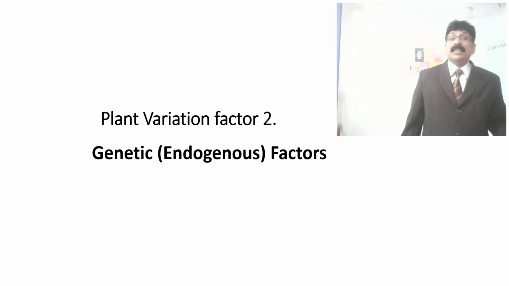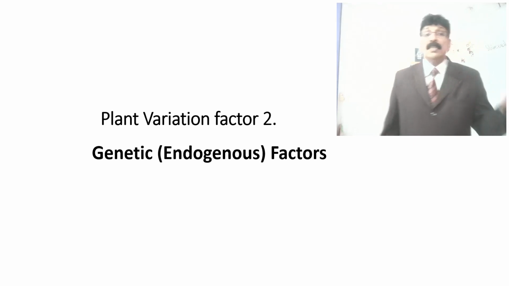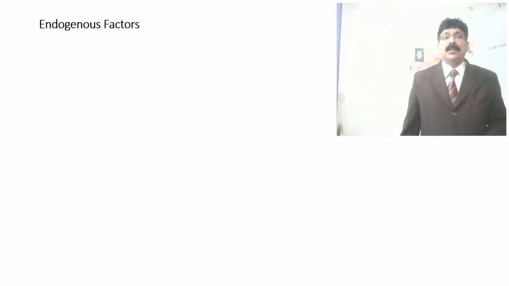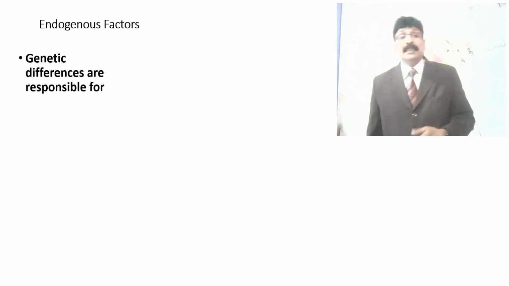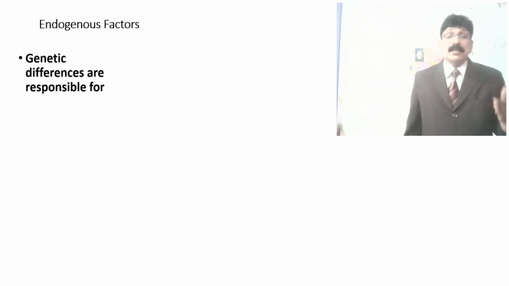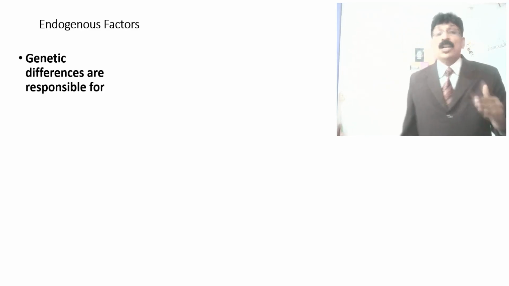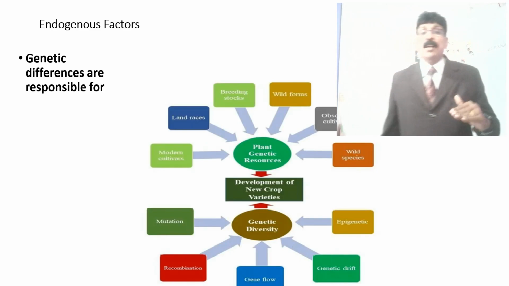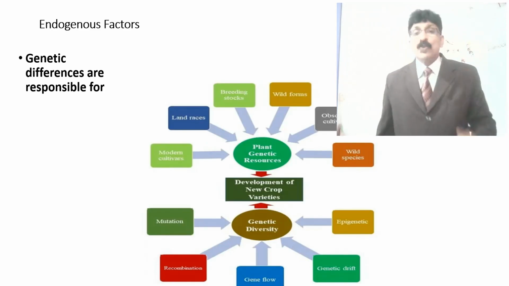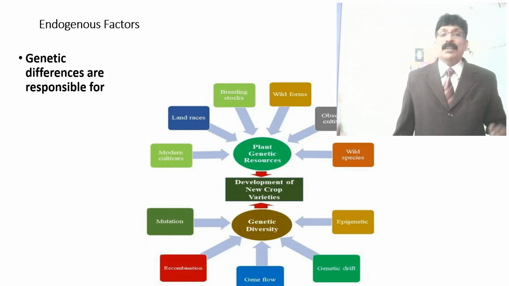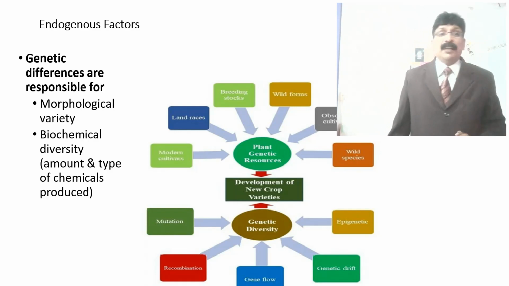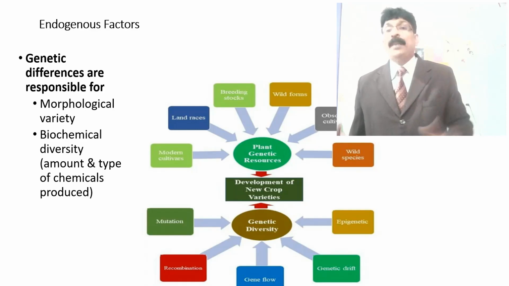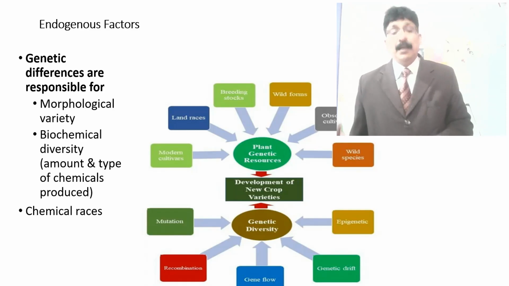Now we are coming to the second plant variation factor, number 2, which is endogenous, inside the plant itself, genetic factors. So what is there? Endogenous factors, genetic differences are responsible for development of new plant crop variation, plant genetic resources and plant genetic diversity, morphological variety, biochemical diversity among the type of chemical produced, chemical races.